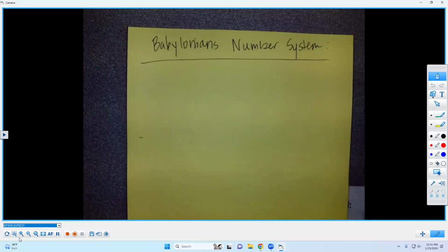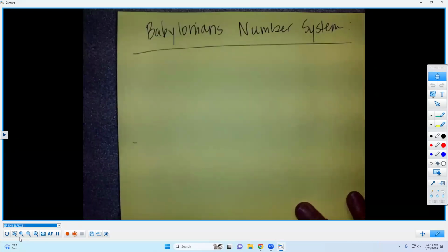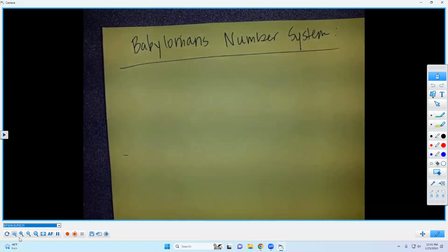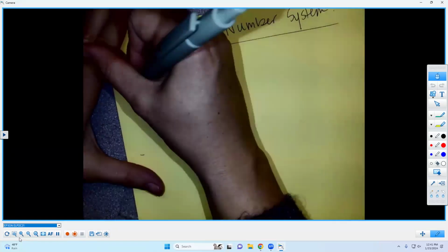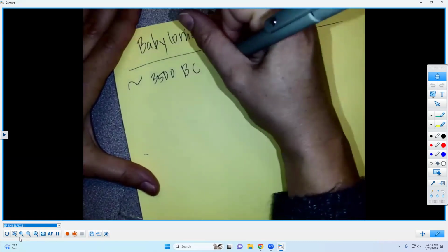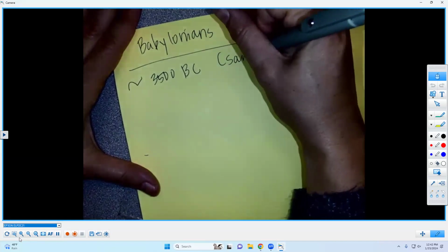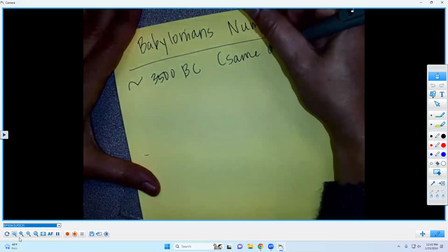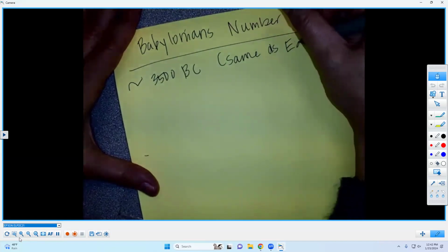Okay, so the Babylonians are the people group that lived in Mesopotamia. It's the same time period as the Egyptians, around 3,500 BC. They just lived in two different places, so two different people groups.